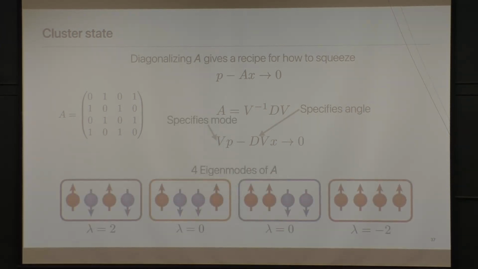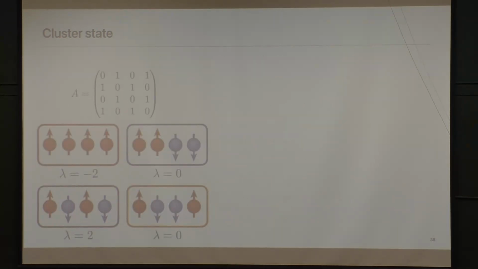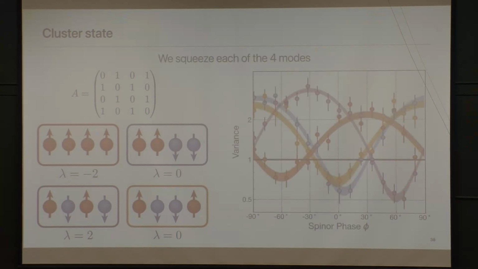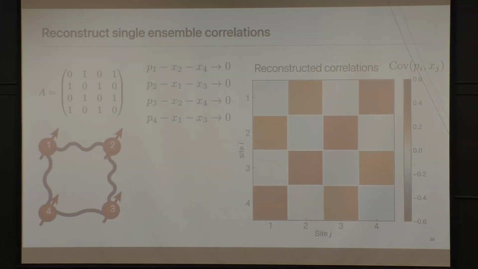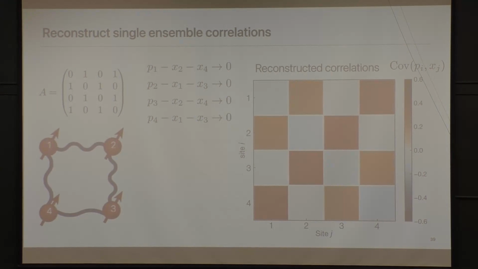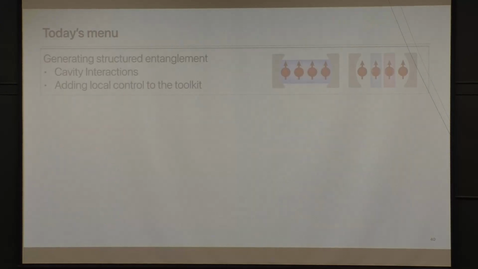For this example, these modes all look like combinations of up and down, which are very easily performed with just local addressing. So we can just squeeze these four modes in four different bases. This isn't obviously a square cluster state, but we can ask what set of correlations we measure to invert this transformation. You can see that the correlations between different ensembles and different bases match very exactly with the expected basis. So that's the toolkit of control.